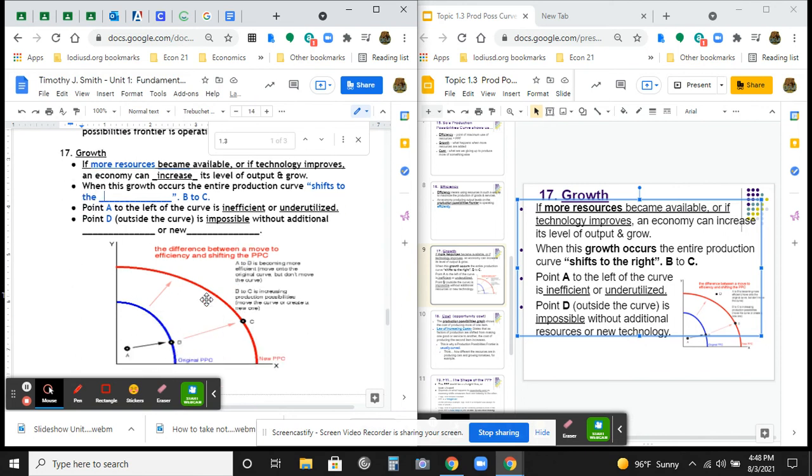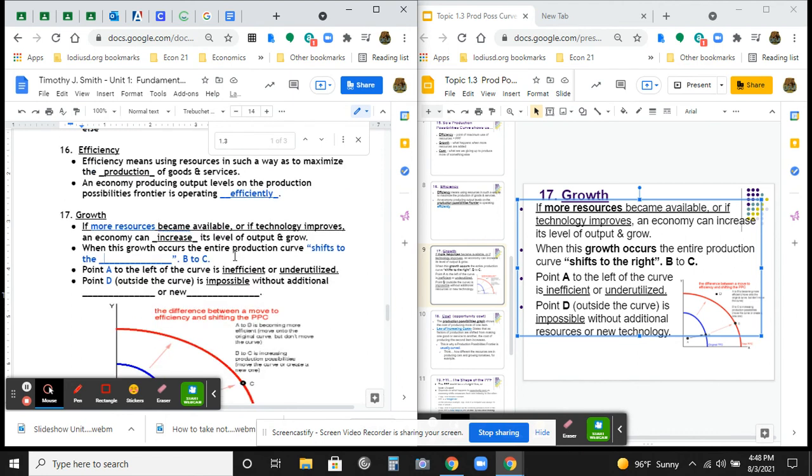When you're talking a shift, you're talking about a jump. It doesn't just move along the same line. You have a new line out farther or out closer, depending on the type of shift and what's happening. If you got a lessening of resources, you're going to get a shift smaller. If you're getting growth, you're going to get a shift bigger or to the right, typically on these curves. So when growth occurs, the entire production curve shifts to the right. This is going to be an important thing to remember.